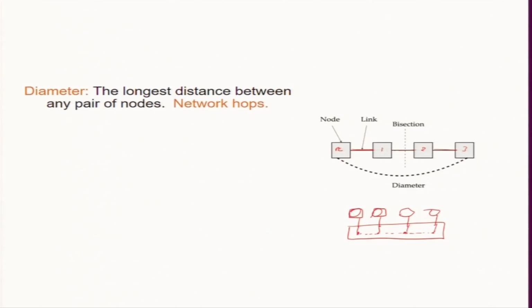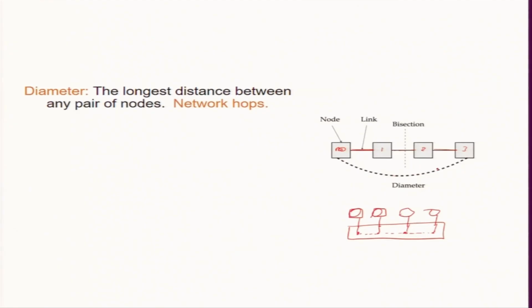There are a few terminologies. What is the diameter? Diameter is the longest distance between any pair of nodes. Between 0 and 1 the distance is only 1. Do not think of the wire length, just think of a discrete number, which is the hop. How many hops do I need to get data from 0 to 1? One hop, right.